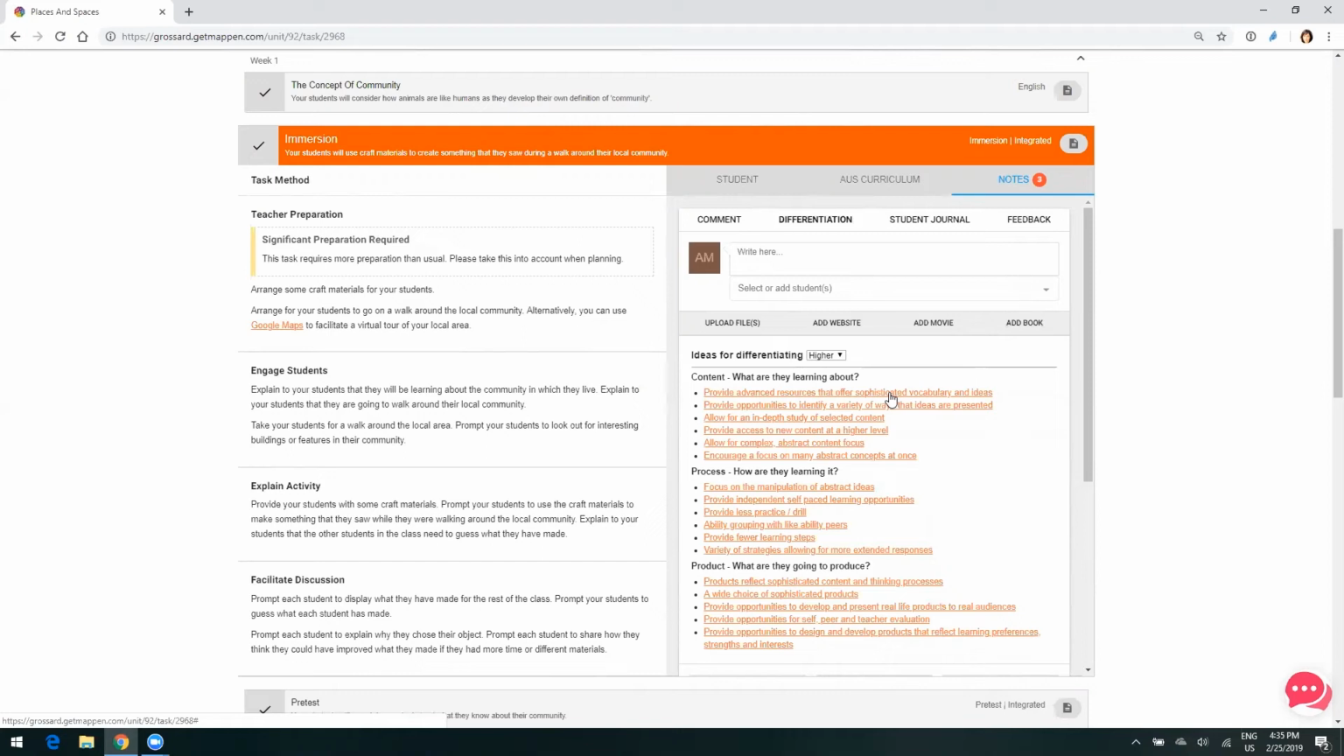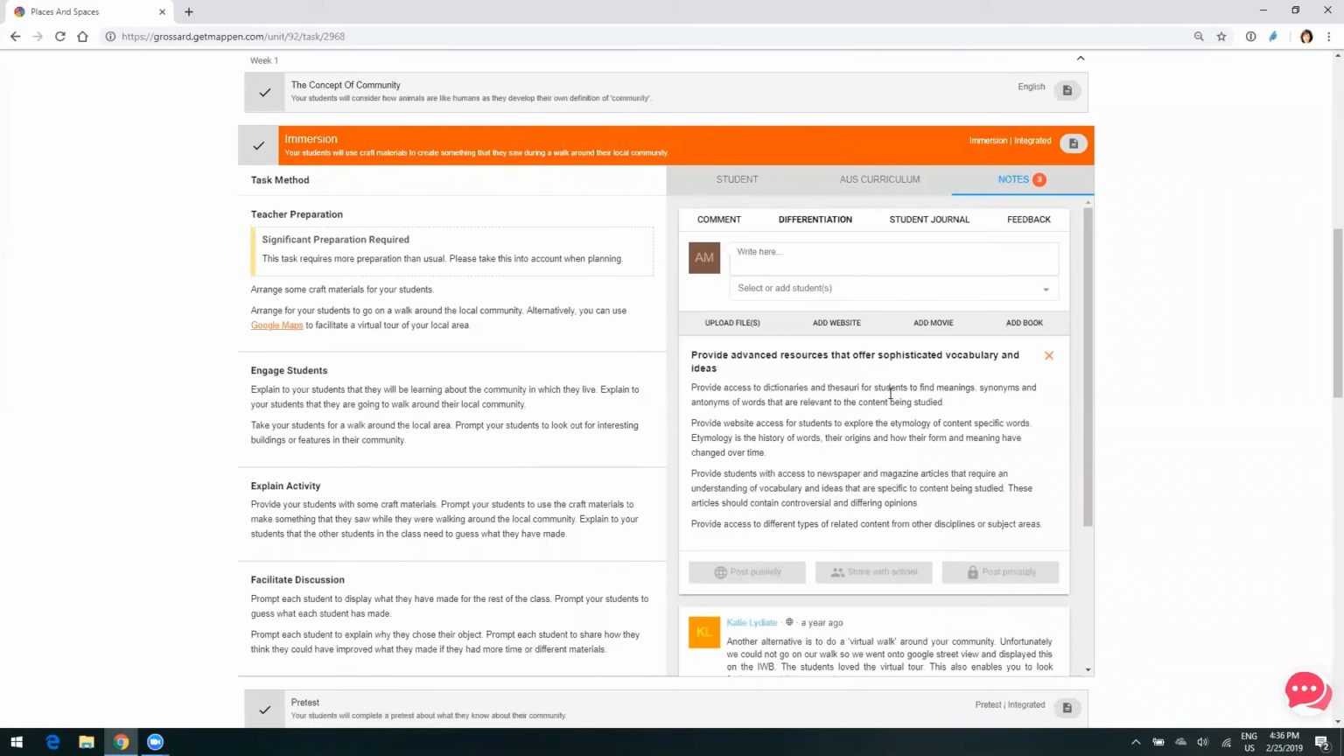But we do offer some ideas around differentiation as a resource for you. And if I open the first one there, it says provide advanced resources that offer sophisticated vocabulary and ideas. When I go into that, it breaks that down a little bit more, and a lot of them have this breakdown. Provide access to dictionaries and thesaurus for students to find meanings, etc. I would probably say adding this for the following students.